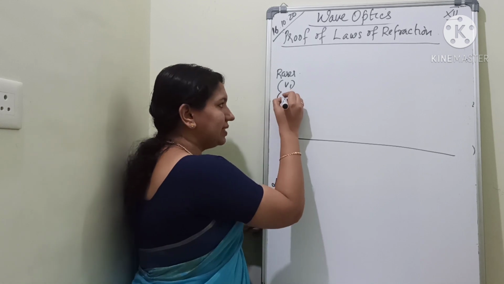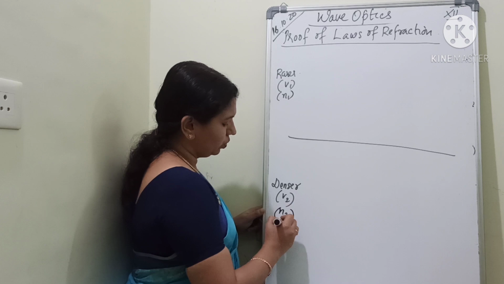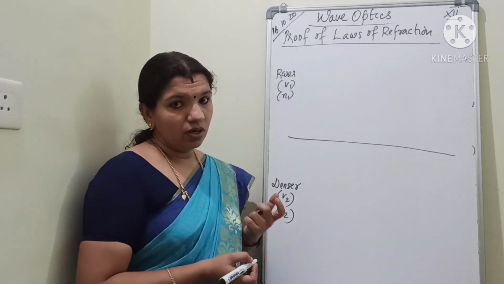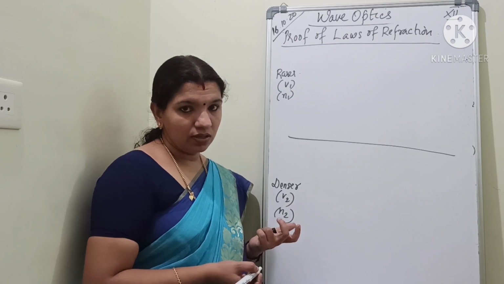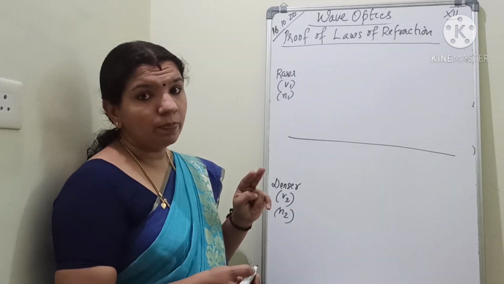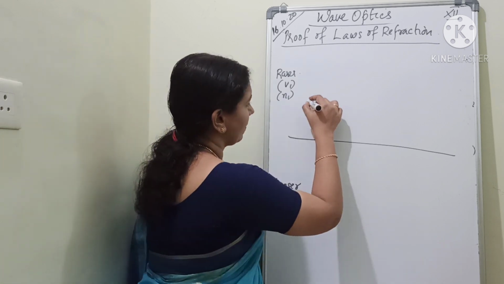Here the refractive index is taken as n1 and here it is n2. In some textbooks it will be mu1 and mu2. Don't get confused, both are okay. Now here I am considering two parallel rays.